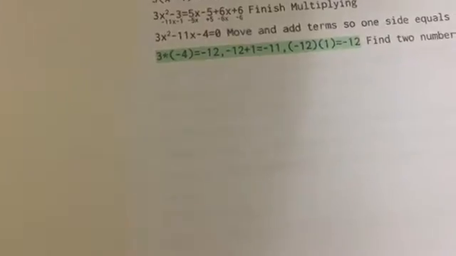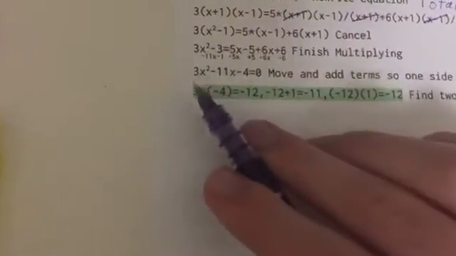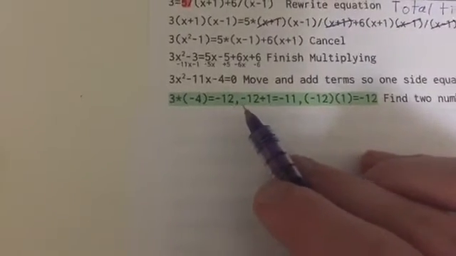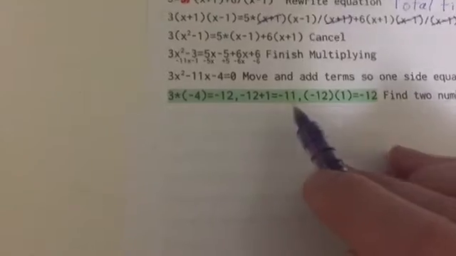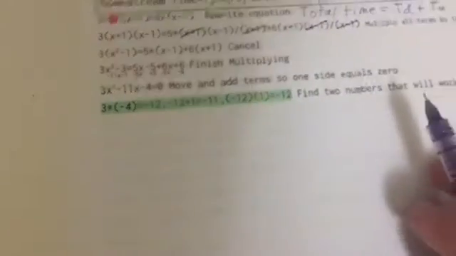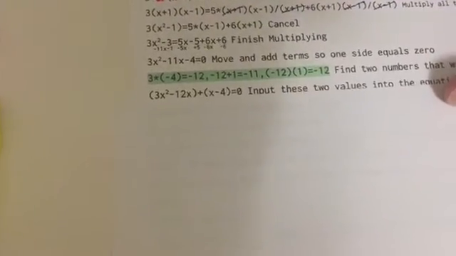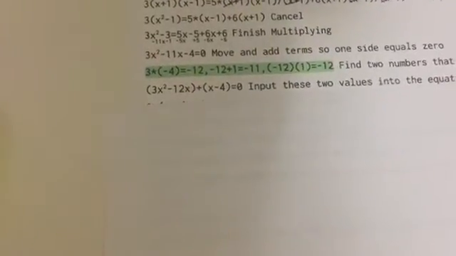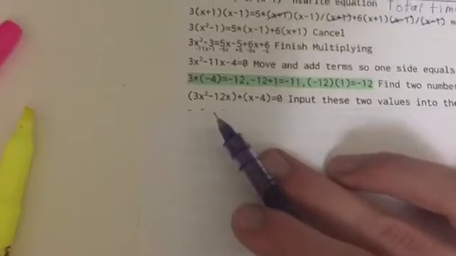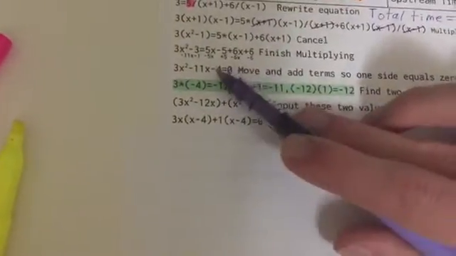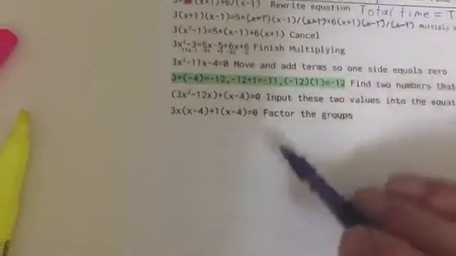And then we need to factor this. So this is a messy trinomial here. So we multiplied 3 by negative 4 to get negative 12. And then we know negative 12 plus 1 equals negative 11, and negative 12 times 1 equals negative 12. So we found two factors of negative 12 that will equal negative 11. So then we group these into 3x squared minus 12x and x minus 4. So we go from negative 11x to negative 12x plus x.